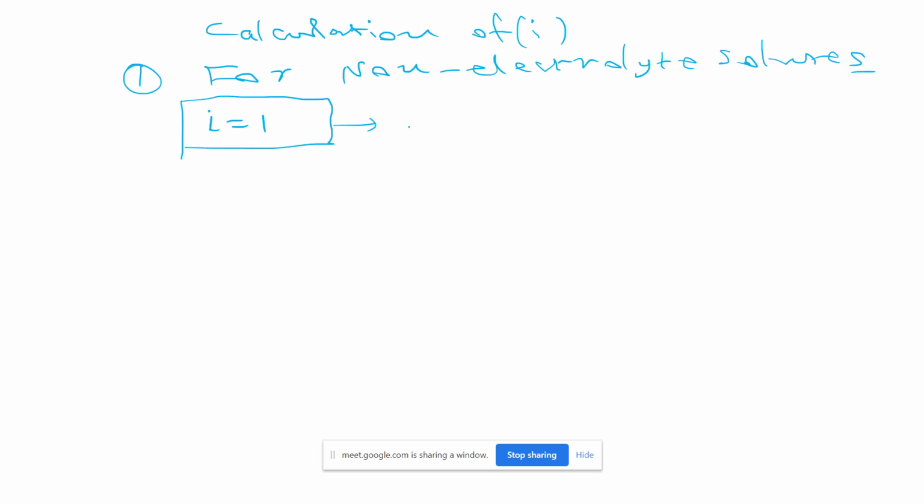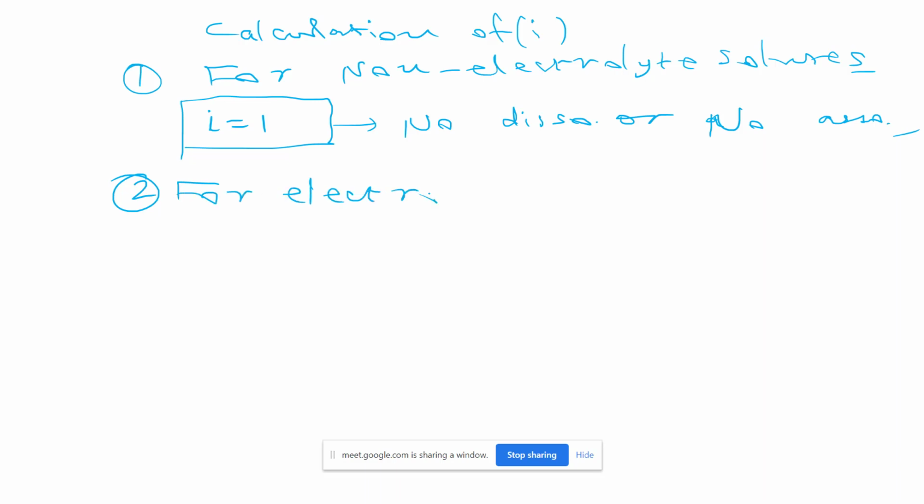And what we can say here is that no dissociation or association is happening. No dissociation, no association of solute particles. In that case, we are getting i equals 1 always. For all non-electrolyte solutes, i will be 1. Now for dissociation, or we can say for electrolytes, another case, we are taking electrolytes.